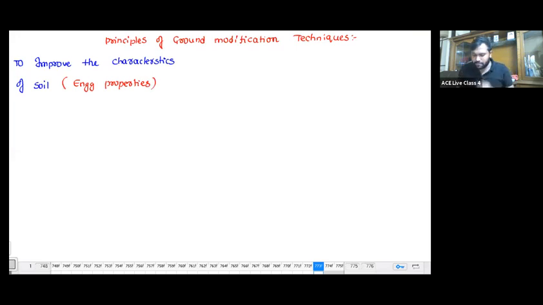Because what is meant by engineering properties? In simple words, engineering properties are the properties that change under the action of engineering laws. If you apply load, the property will change. So those properties are nothing but shear strength, compressibility, and permeability. Okay.